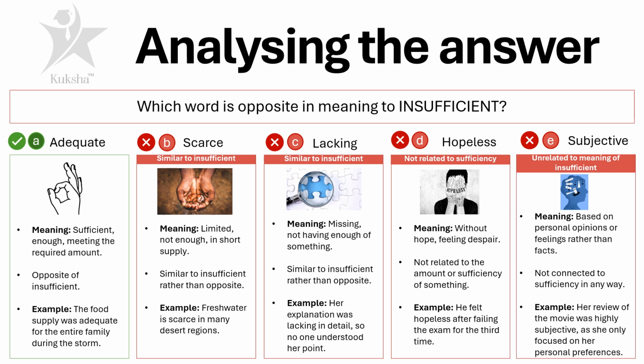So the correct option, or the correct answer, is option number A, adequate. It means sufficient, enough, meeting the required amount. So it is opposite to insufficient. Example: the food supply was adequate for the entire family during the storm.